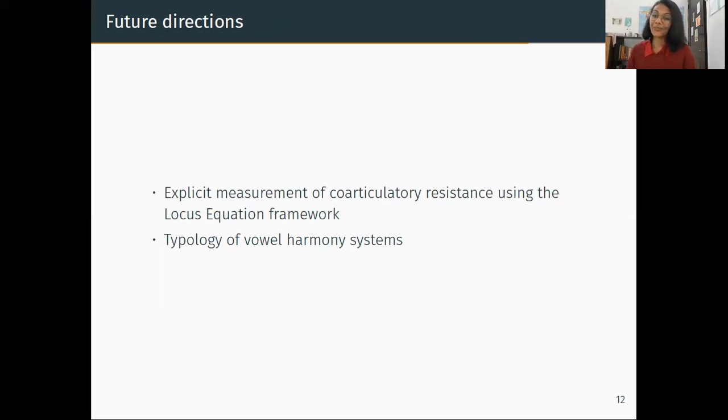So one thing that we want to do is to look at explicit measurements of coarticulatory resistance using the locus equation framework. It would also be interesting to look at these patterns across a range of vowel harmony systems, which differ in the directionality of harmony, to see if we could come up with a typology.